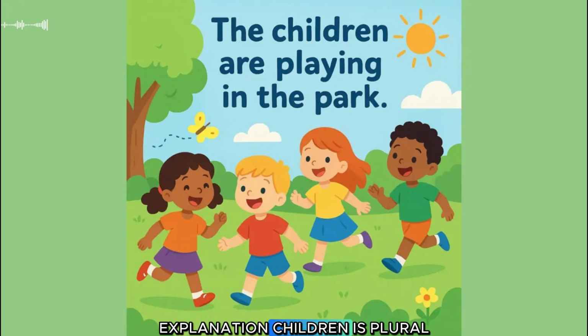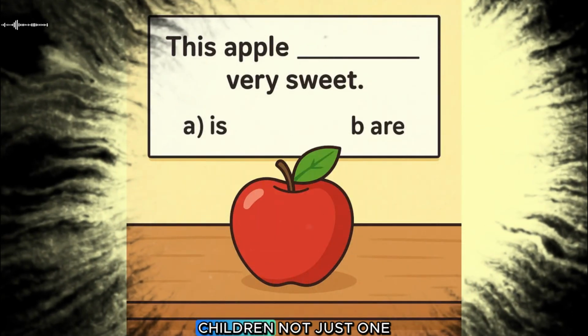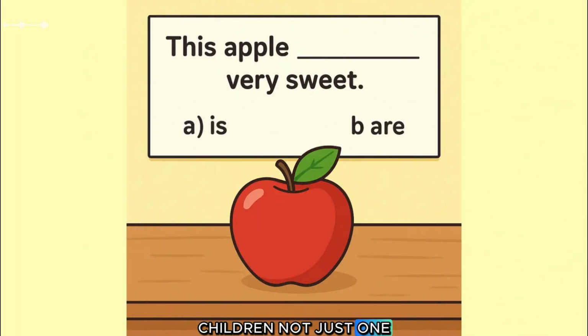Explanation. Children is plural, meaning more than one child. That's why we use are. The action or state applies to all the children, not just one.